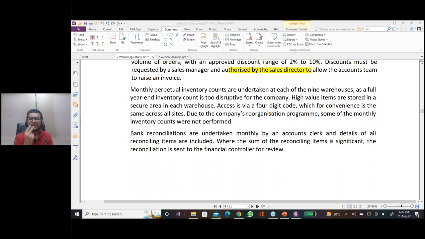So there are 2 deficiencies. A, the access is via a 4-digit code, and the code is known to everyone. So any fraud or error, any theft could go undetected, and we won't be able to identify who we need to blame. The recommendation should be that the access code for all the sites should be different from each other, and it should be restricted to very important, senior and limited individuals only. And even that password should be changed after a while. There should be a rotation of password. And the second deficiency is that some of the monthly inventory counts were not performed, and as a result, there could be unreconciled items between the actual inventory and the inventory records. Is this clear, the 2 deficiencies?